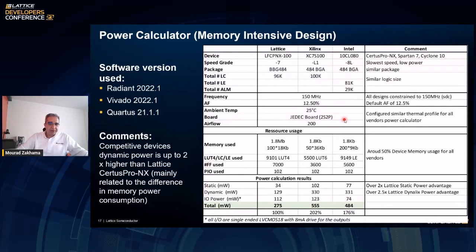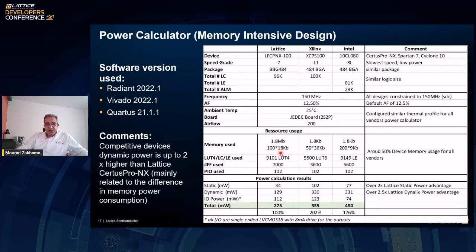For the board, we selected the GDEC board with the power calculator. It's a very close board between the two vendors, and airflow of 200 also. And in terms of resource utilization, you're going to see each one of these designs in terms of memory usage. We have 1.8 megabit of memory used on all of them.